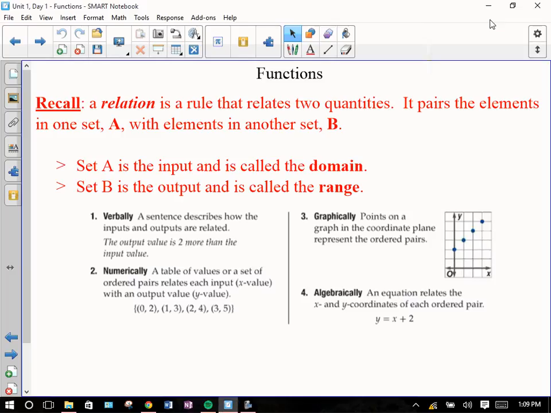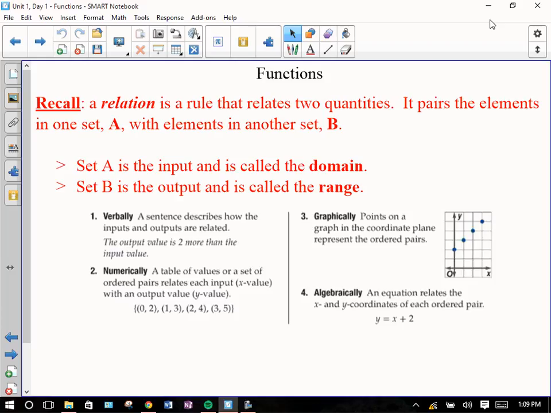So, what I want you to recall from math is that a relation is a rule that relates two quantities. It pairs the elements in one set, we'll call that set A, with elements in another set, we'll call that set B. Set A, the set being paired with the other set, is called the input, and in this class we're going to call that the domain. Set B, the output, the set that we're pairing stuff with, is called our range.